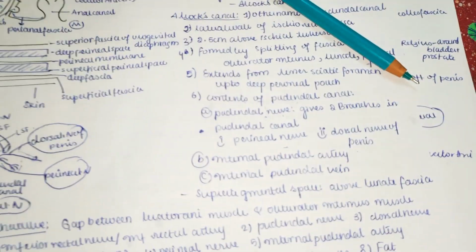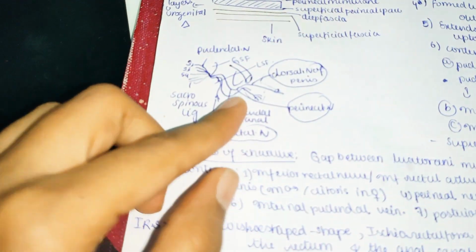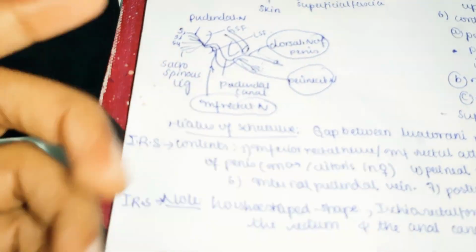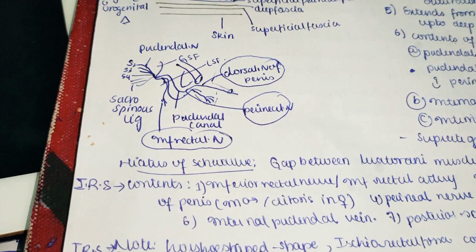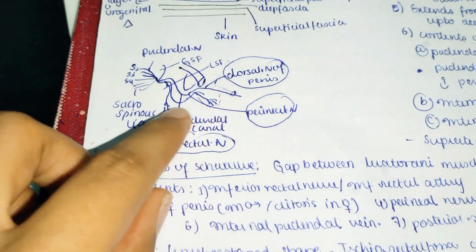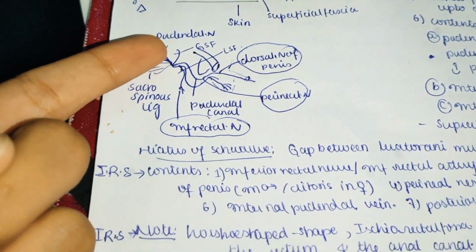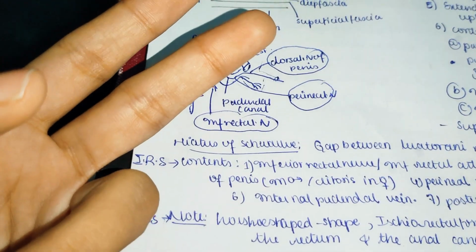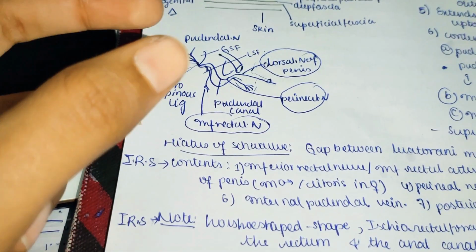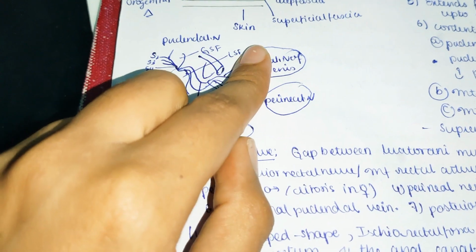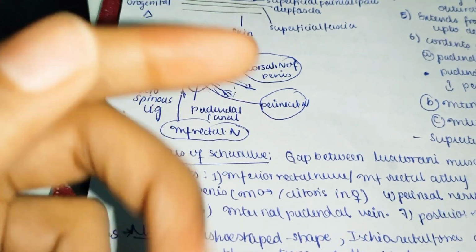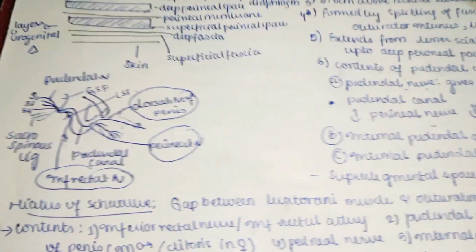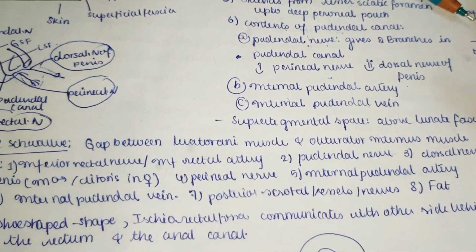So what are present in the pudendal canal? The pudendal canal has pudendal nerve. Along with the pudendal nerve, the pudendal nerve will divide into perineal nerve and dorsal nerve of penis. And also there is internal pudendal artery, internal pudendal vein. You can see clearly. Okay.